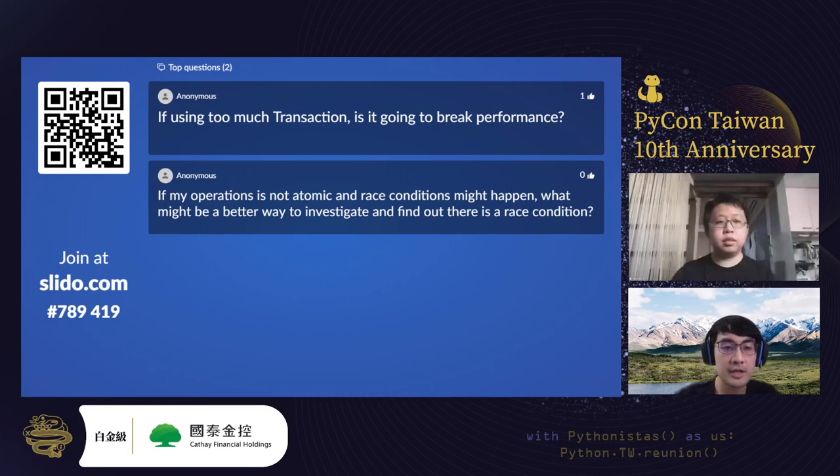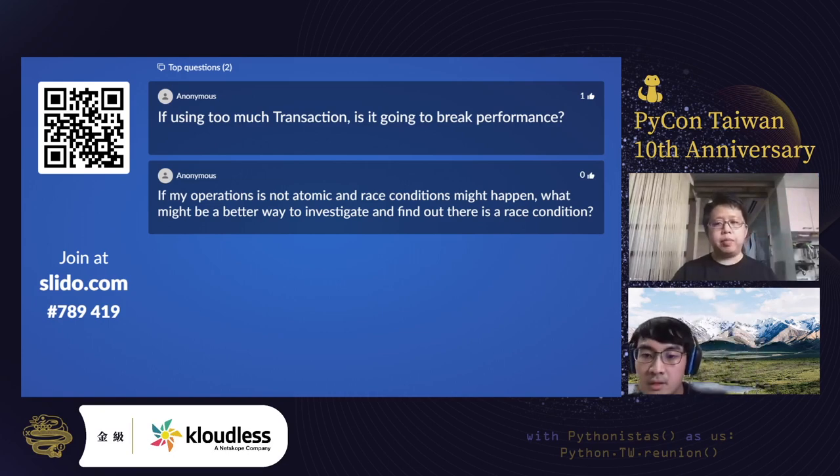So let's look at the first question. To Tim, if using too many transactions, is it going to break performance? Okay, I think if I use too many transactions, it may hurt performance. Yes, it did.